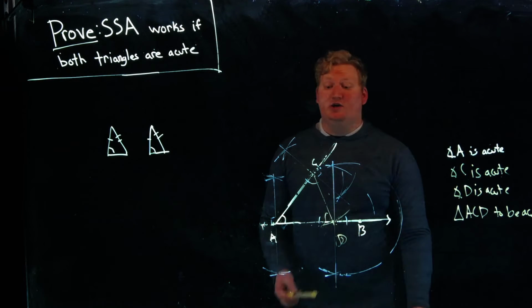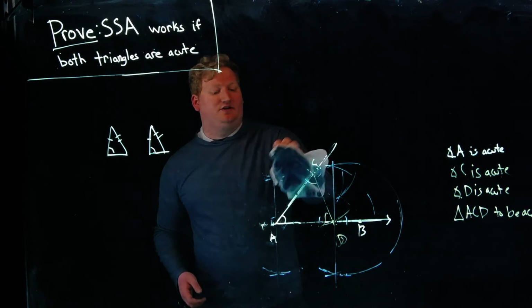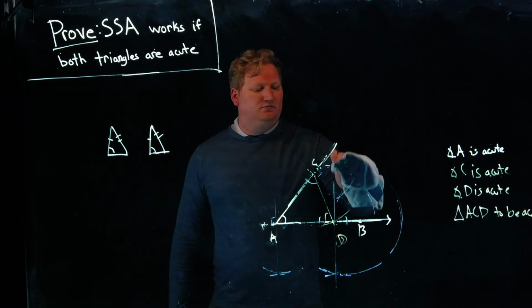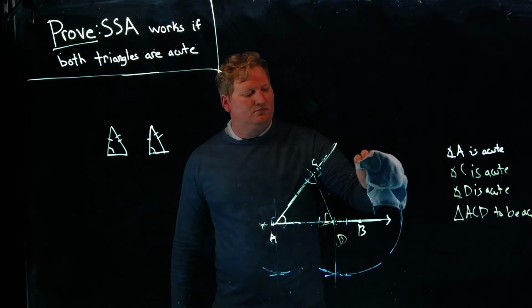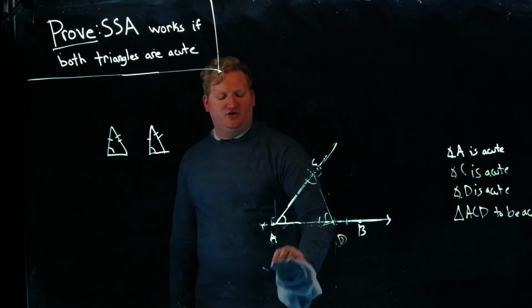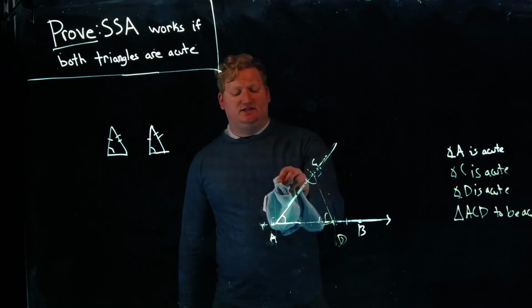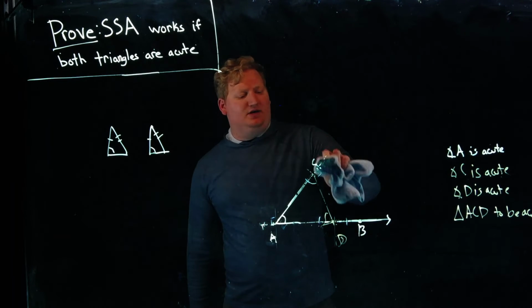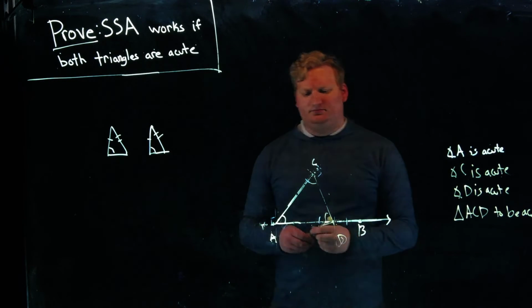But before we continue, it would be helpful if we got rid of a little bit of this noise around here. So now that this triangle is acute, how do we know that there's another triangle that can have two of the same sides and one angle, but not be the same triangle?